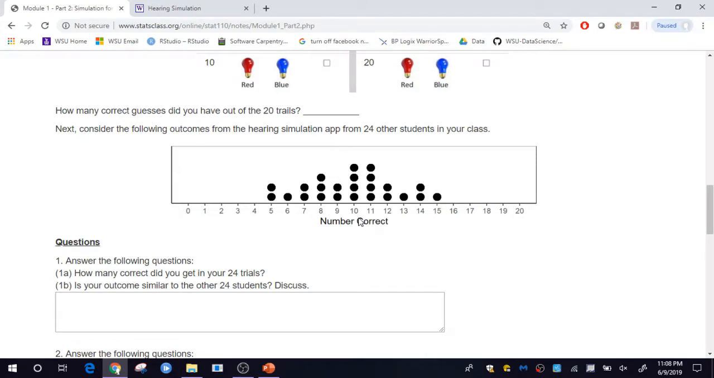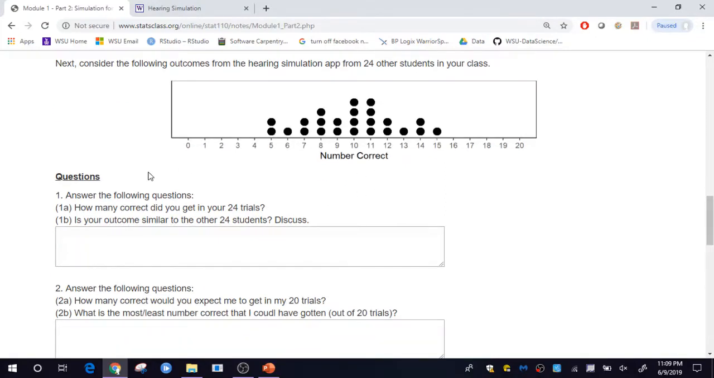So maybe a deaf person could get really, really lucky and get 20 out of 20 trials correct. So their dot would be way up here at 20. You can see that these dots are kind of centered around 10. 10 again is my expected outcome for this simulation model. Some people are going to be slightly off of 10. So it looks like 2 different people, or maybe I should say 2 different people that are mimicking a deaf person, had 9 out of 20 correct. If we slide over here to 12, it looks like 2 individuals had 12 out of 20 correct.